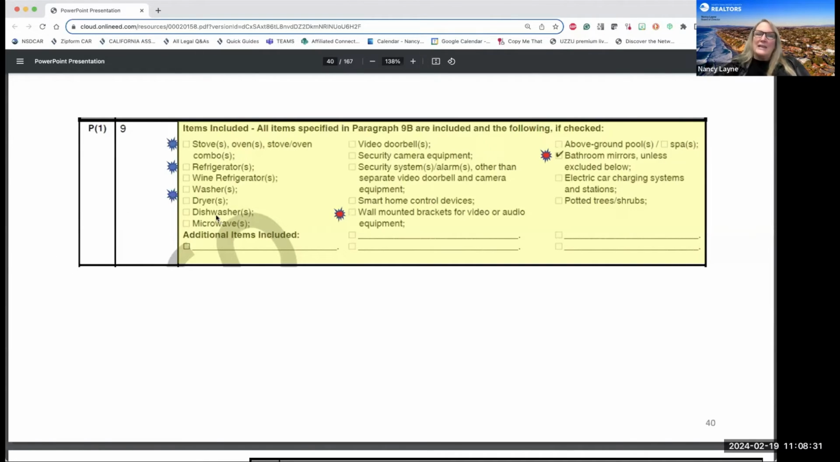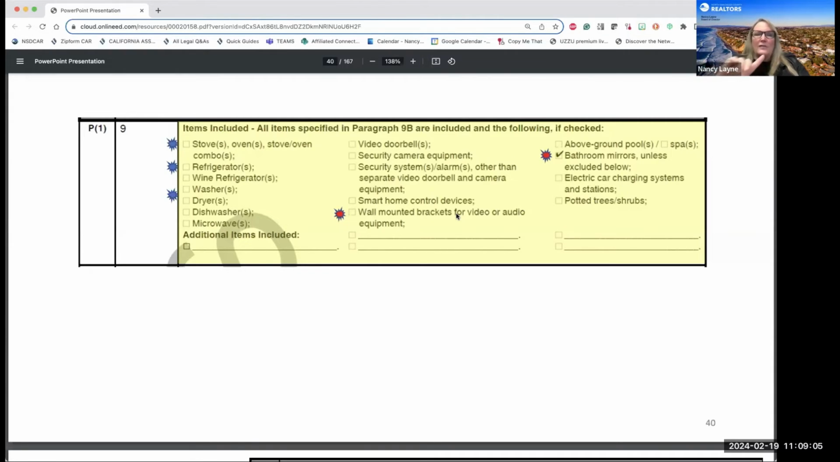The other thing that had changed on this, again, this is 2 years, but wall mounted brackets for video and audio equipment. Those used to be automatic that they were going to stay. They are now not automatic to stay. The reasoning behind it is because the technology has changed so much that the brackets are now basically sort of useless, because the equipment has changed so that it becomes non-helpful.